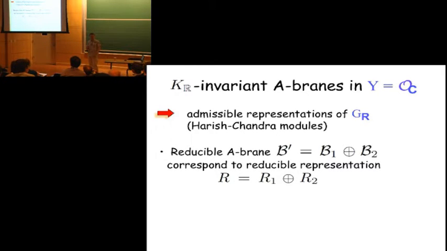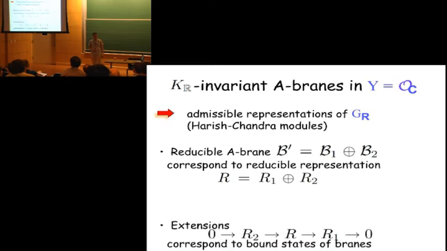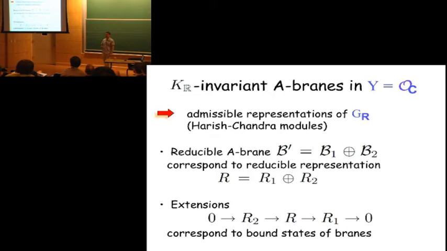And in this description, the analogy between geometry and algebra, geometry and representation theory, will work extremely well in the sense that, for instance, if you have a brane which consists of two components, this will correspond to a reducible representation, and so on and so forth. For instance, you can have bound states of branes, as we call them in physics.